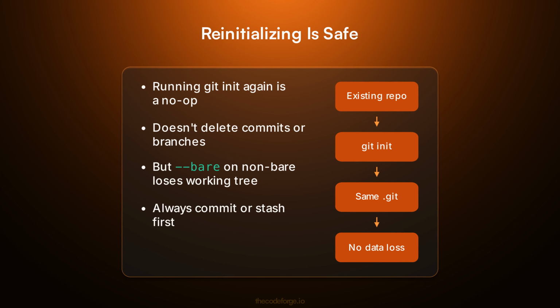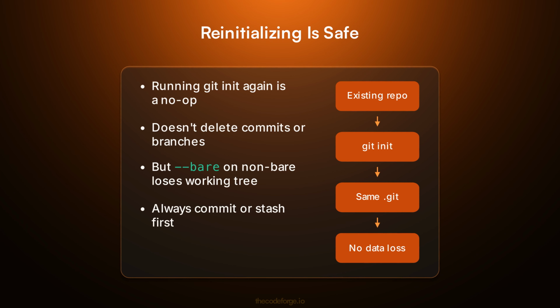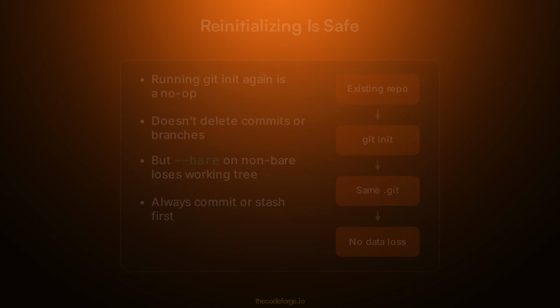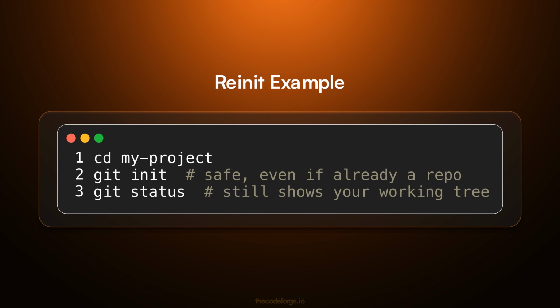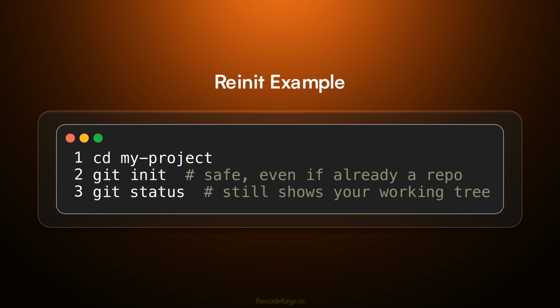Running git init on an already initialized repo is safe. It just reinitializes the .git directory. But don't run git init --bare on a non-bare repo with uncommitted changes. Here's a safe reinitialization. Git confirms it reinitialized the existing repository.